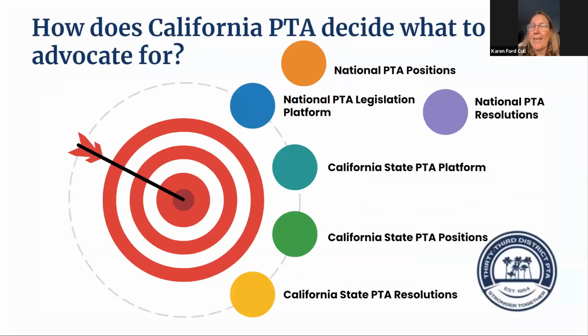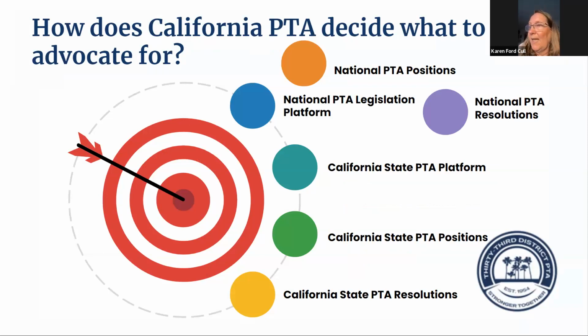So how do they, the next slide, yeah, thank you. How does California PTA decide what to advocate for? Well, first of all, they have the national PTA legislation platform, and that's made up of national PTA positions and national PTA resolutions. And then we have the state PTA platform, which again is made up of state positions and state resolutions.